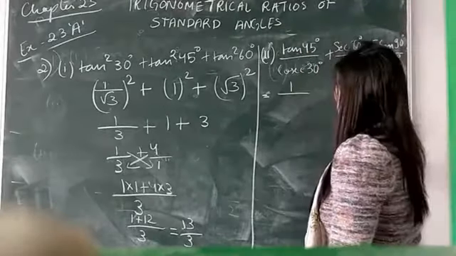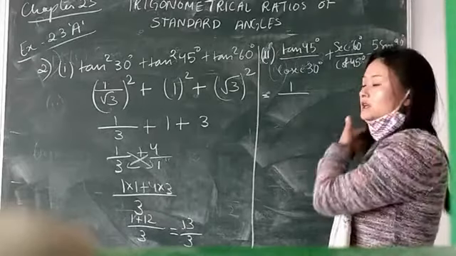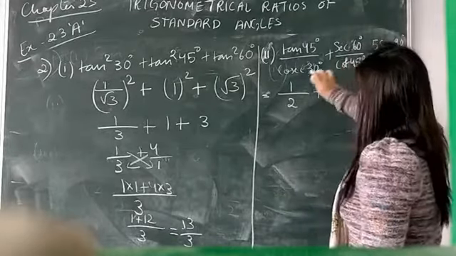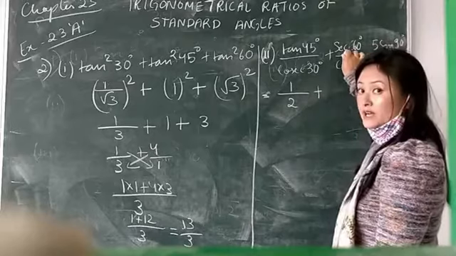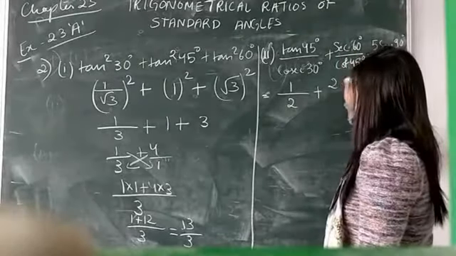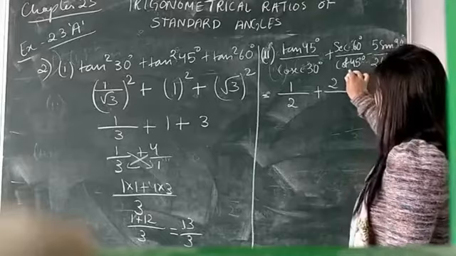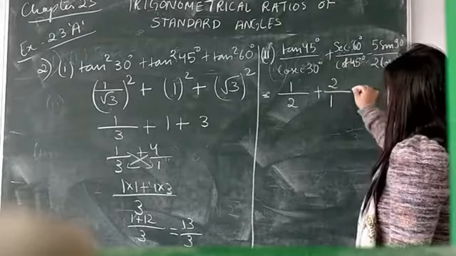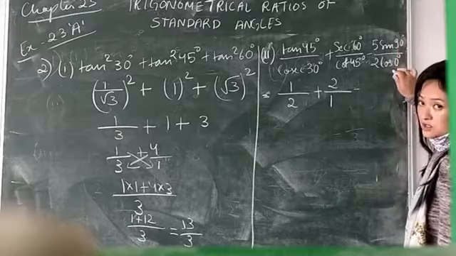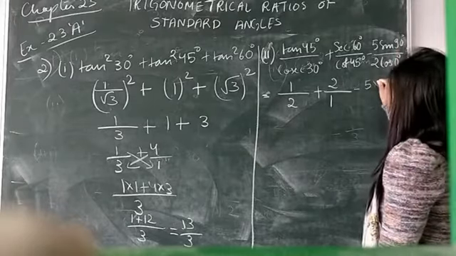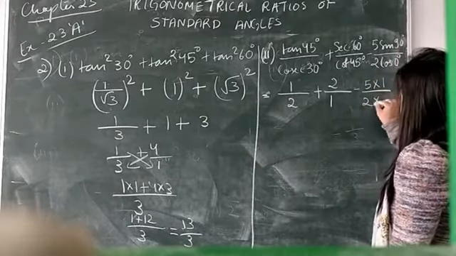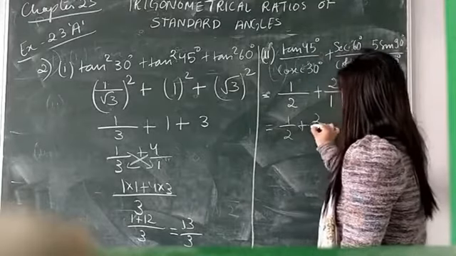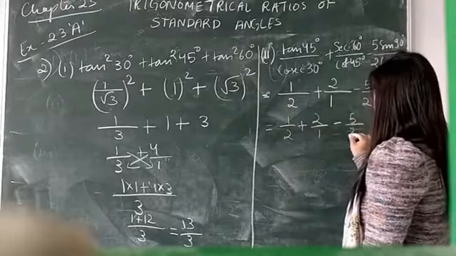Tan 45 is 1. And what is your cosec 30? Your cosec 30 is 2. Plus, now cosec 30 and sec 60 will have the same value. So because they are reciprocal, so 2, cot 45 and tan 45 will have the same value, which is 1. Sin 90 and cos 0 will have the same value, which is 1, and 1.